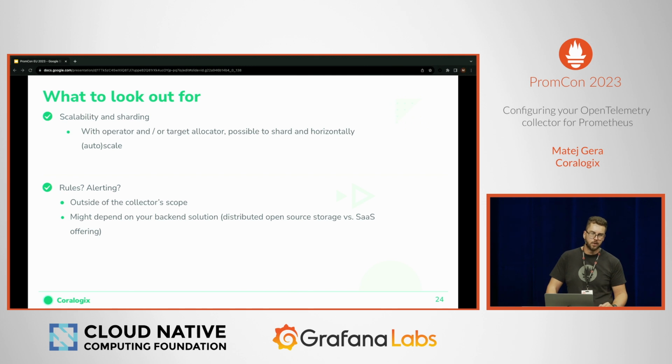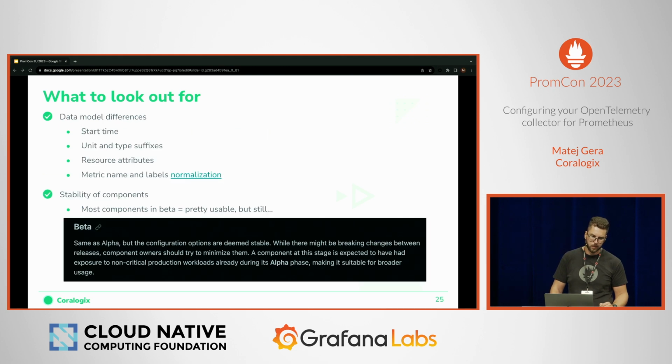We didn't mention rules or alerting at all. If you're using the whole Prometheus server and not just Prometheus agent, this is outside the scope of the collector because it doesn't have any querying or storage capabilities. So it might depend on your backend solution. If you have some alerting or rule capabilities in your SaaS offering, or if you're using one of the distributed versions of Prometheus, you need to make that shift. Data model differences, I already talked about what to look out for.